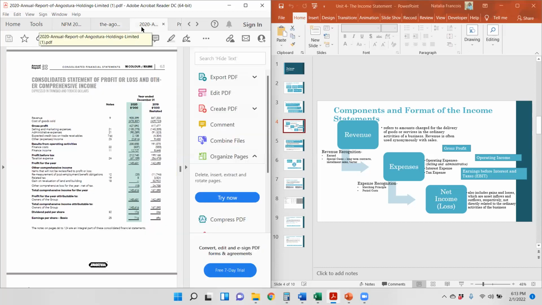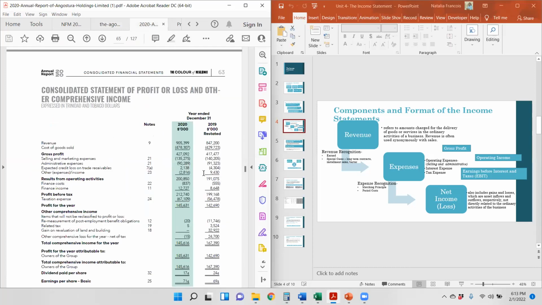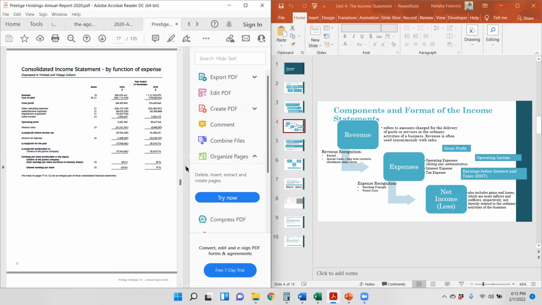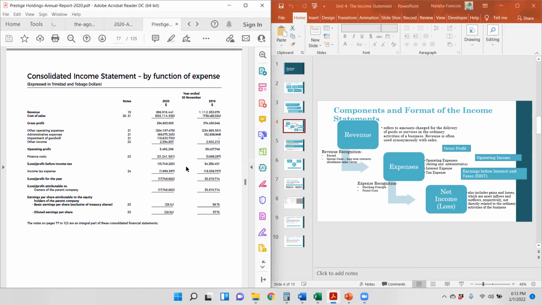Here I have Angostura as well, first line, revenue. So everybody's using revenue. Revenue seems to be consistent within this market. Prestige Holdings, look at their revenue. It's in millions, 896 million. So I have these four companies up.